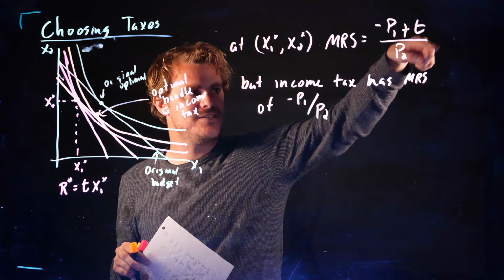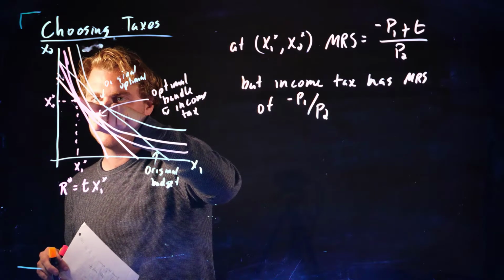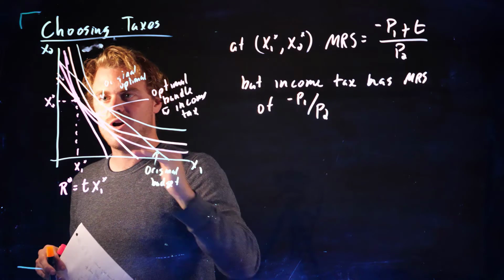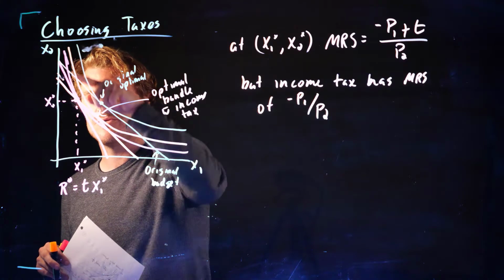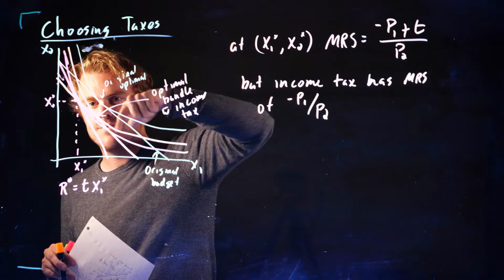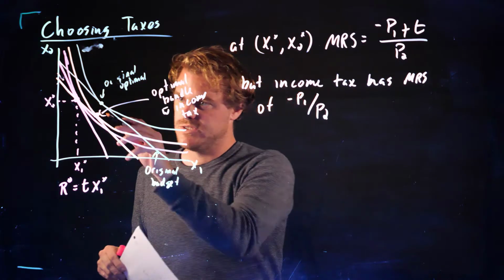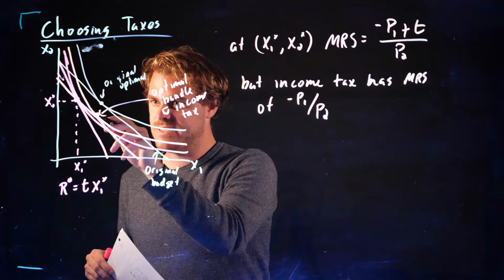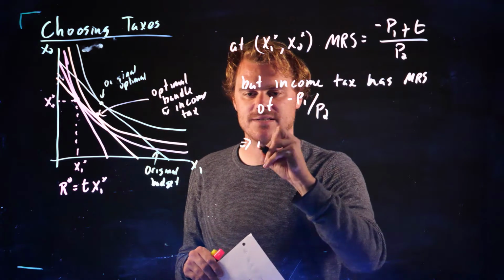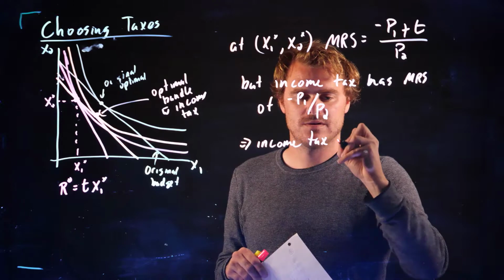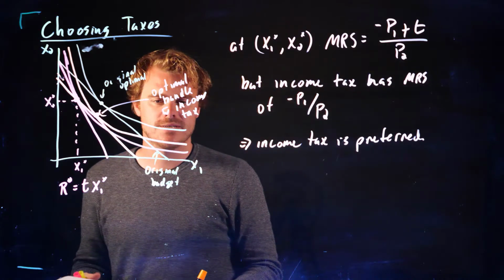And so because these are different, it's basically saying that this line is crossing through X1, X2 star. It's not tangent. The budget constraint of the income tax crosses through this indifference curve that gave us the optimal amount under the quantity tax. So this is the preferred bundle, and this bundle is on a higher indifference curve than the quantity tax, so the income tax is preferred. Hopefully you can kind of follow the logic that I was trying to give you there.